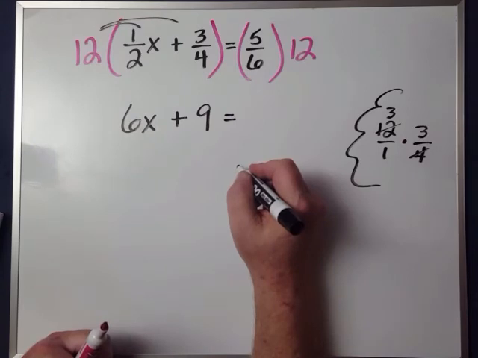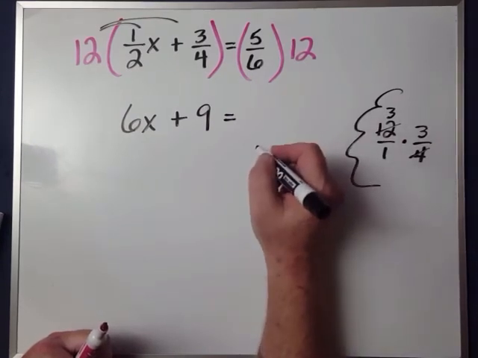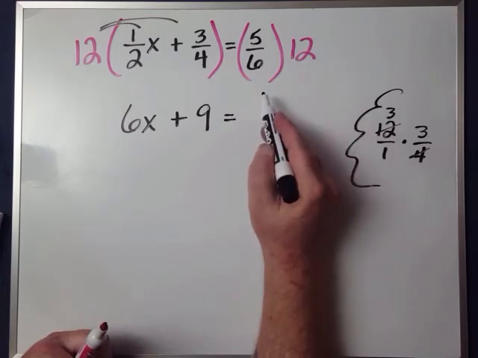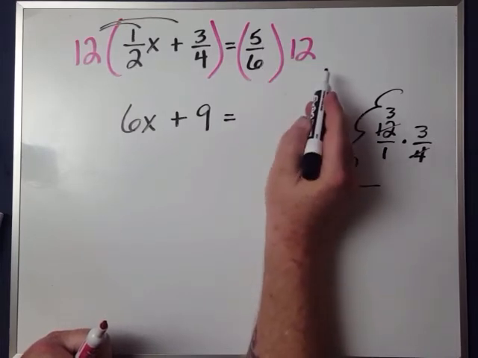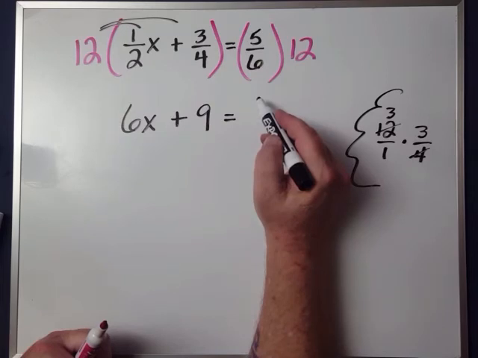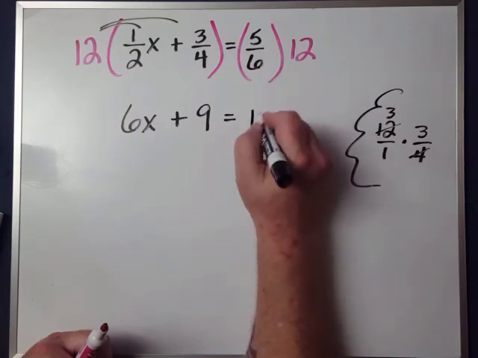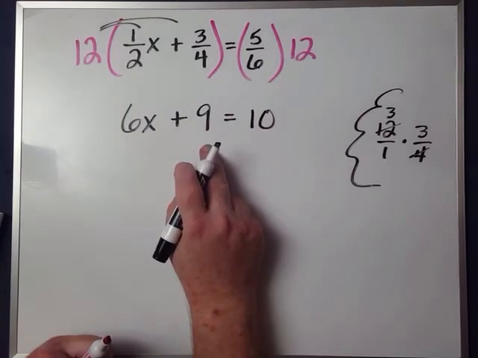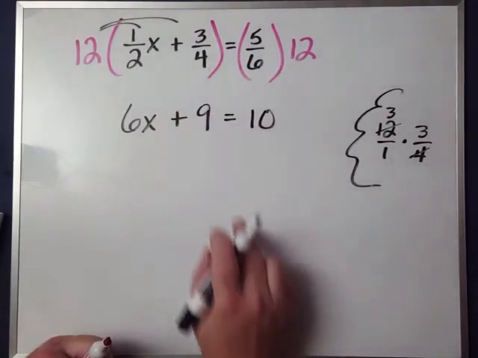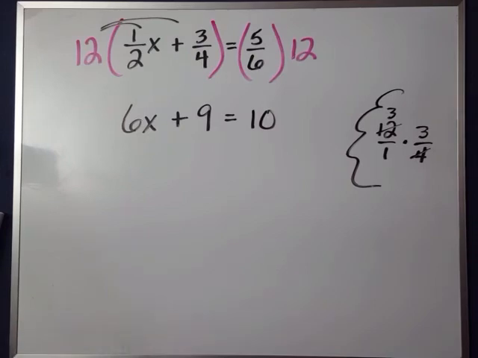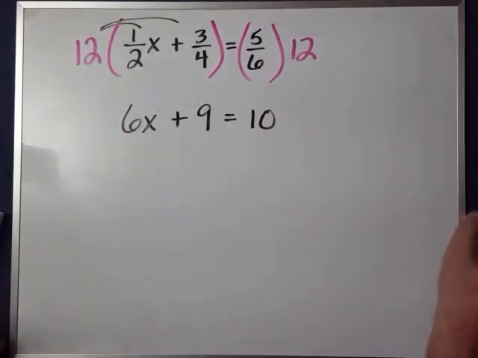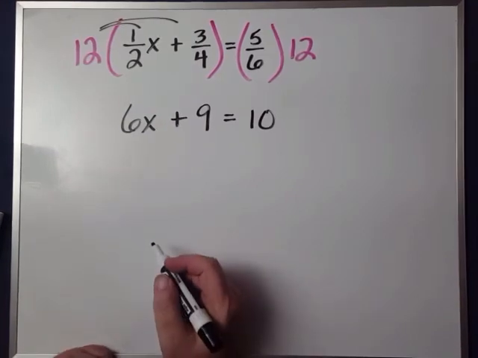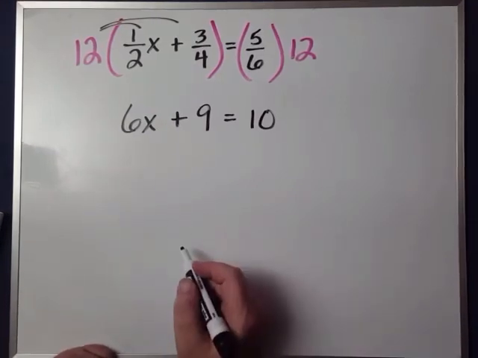You got it on this side? Cross cancel on the fly ahead of me. 12 divided by 6 is 2. Times 5 is 10. I like this equation a lot better than the original. I mean, we've got to make friends with fractions, absolutely. But if I can work the problem without fractions, all the better.